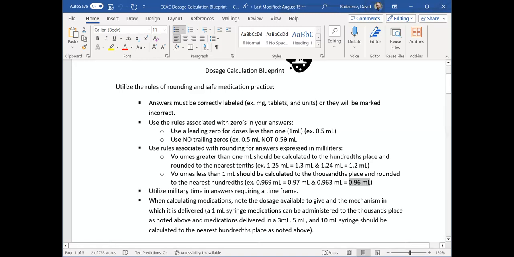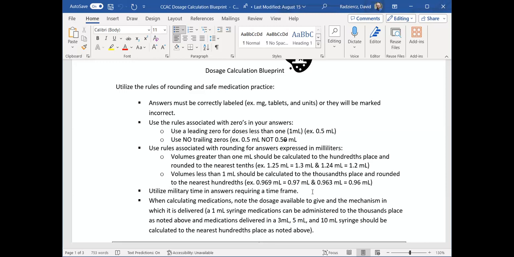All right. You need to practice learning military time. So military time, if you're not familiar, is a 24-hour format. So instead of 8 a.m., noon, 8 p.m., midnight, it's based off of the hour.